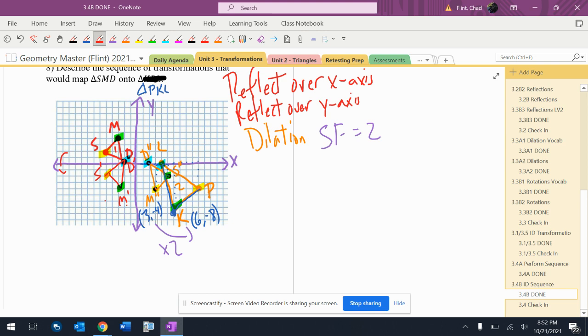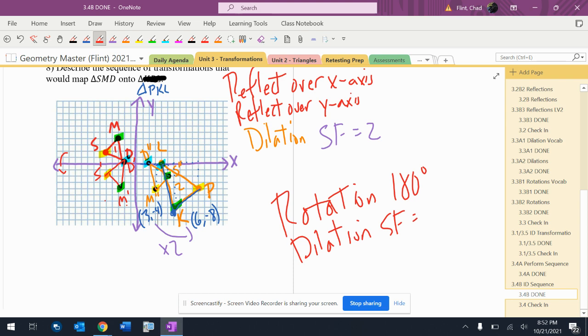Now, what else could you have done? You could have done a rotation. Rotation of 180 degrees. Doesn't matter which direction. And then the dilation. And that would have taken you to the exact same spot.